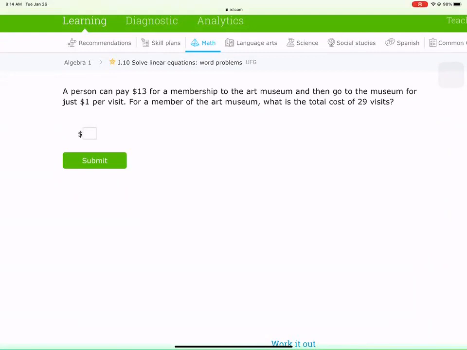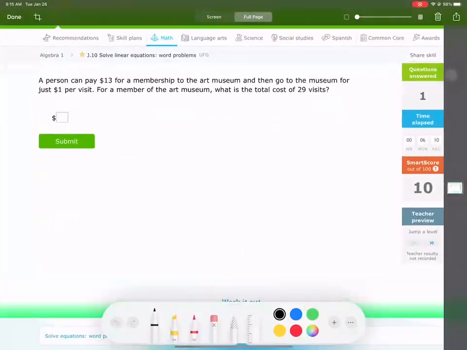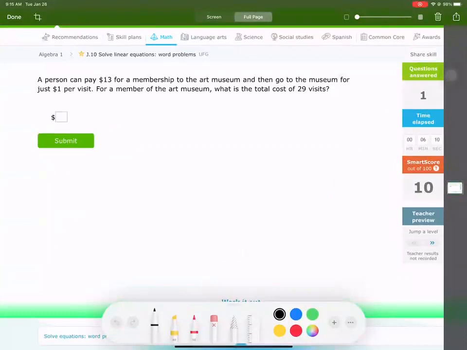Okay, so a person can pay $13 for a membership to an art museum, and then go to the museum for $1 per visit. Sounds like a deal for me. For a member of the art museum, what is the total cost of 29 visits?